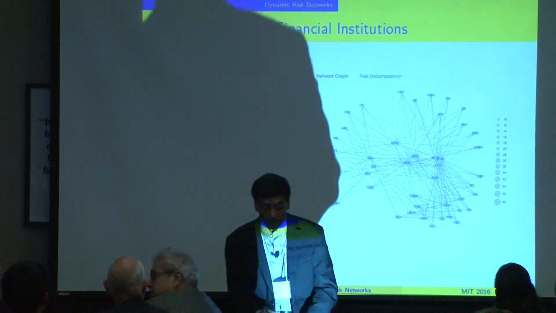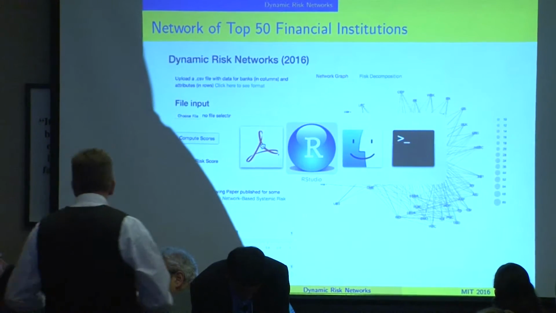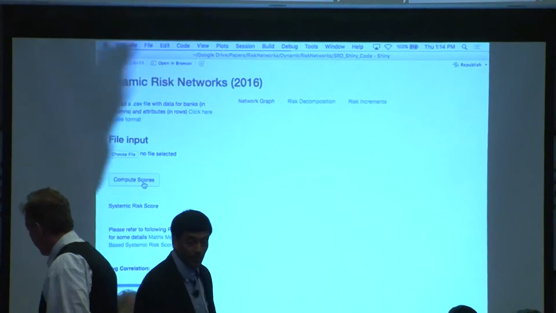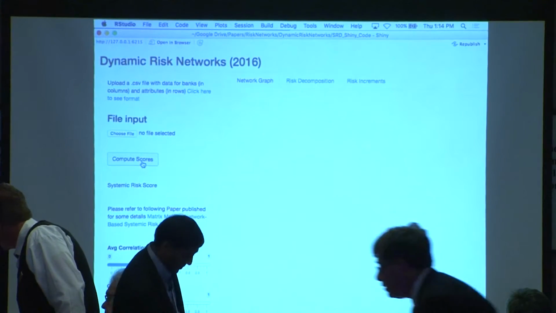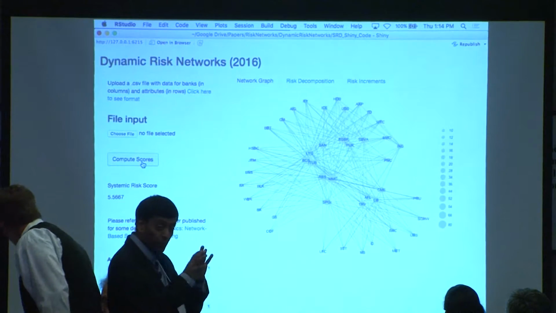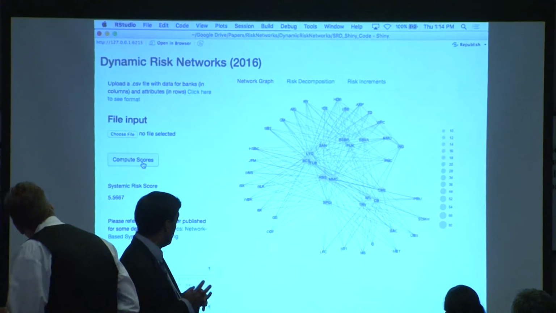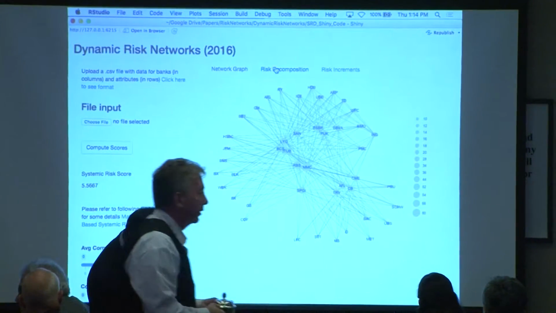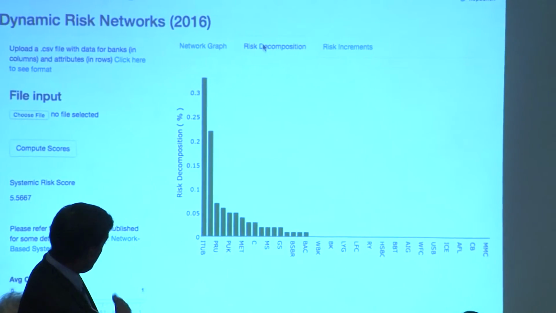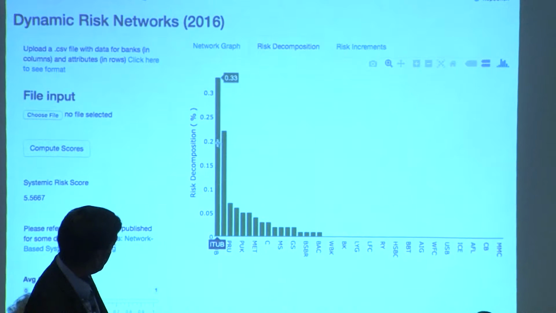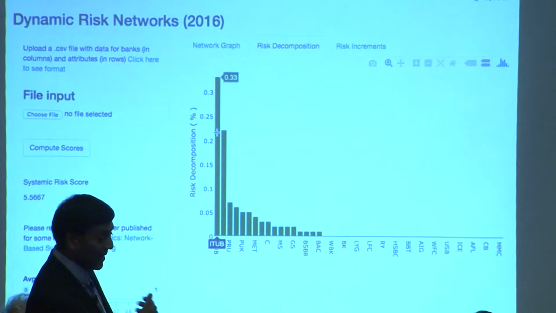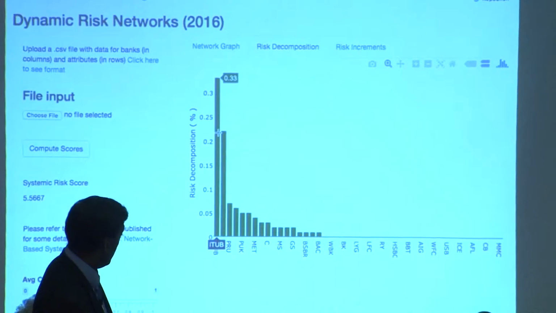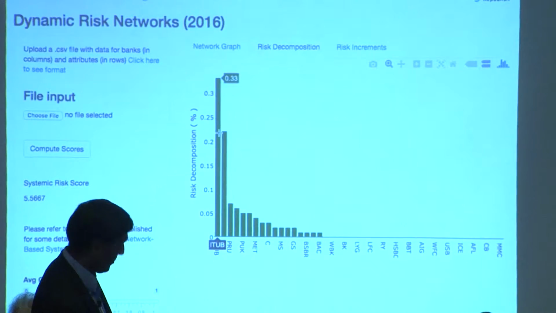So I'll try and run it and just show it to you. Hopefully it'll run. I've already uploaded the file, so I don't have to do that. And then I'm just going to say compute score. So this is going to compute this whole thing, various versions of the Merton model, and give me the network. I can also click on this tab and show the risk decomposition, and then you can mouse over and see who's contributing. So this is all the banks, including asset management companies. You have this Brazilian bank, Unibanco, which is now the highest contributor.